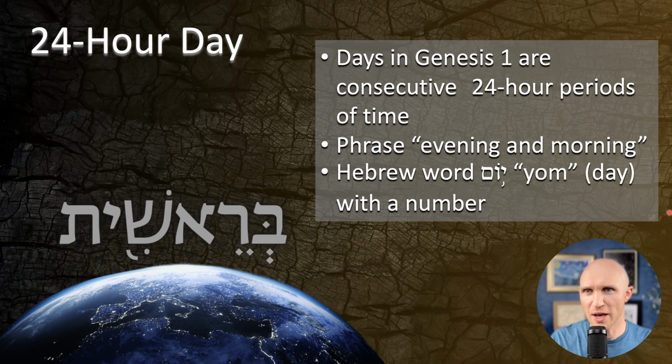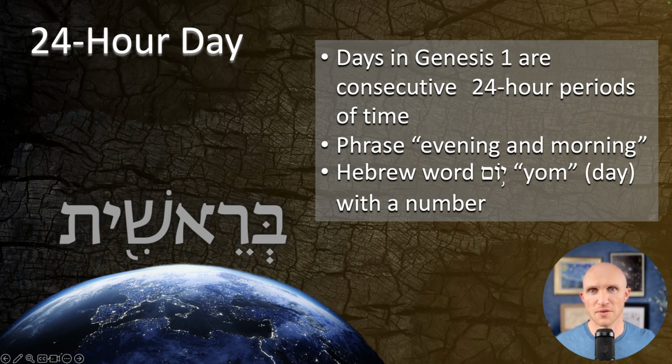The first view that we're going to look at is the 24-hour day view. This is also going to be associated with young Earth creationism, which is the idea that the Earth and the universe are anywhere from 6 to 10,000 years old. Now, the 24-hour day view is going to be the view that the days in Genesis 1 are consecutive 24-hour periods of time. They're going to get this from the phrase evening and morning, also the Hebrew word yom, which means day, associated with a number.